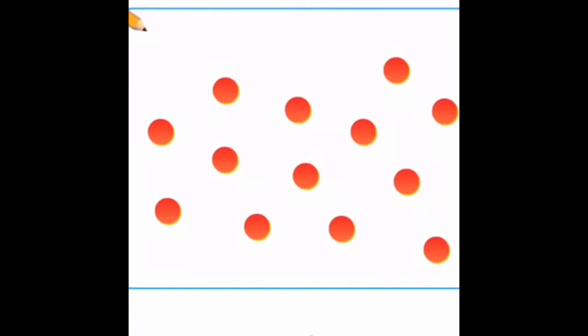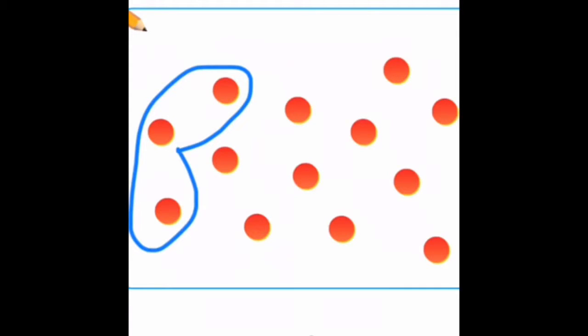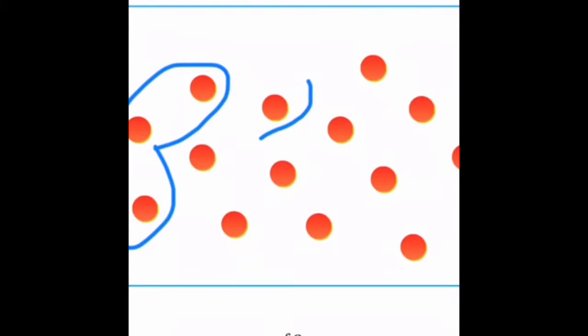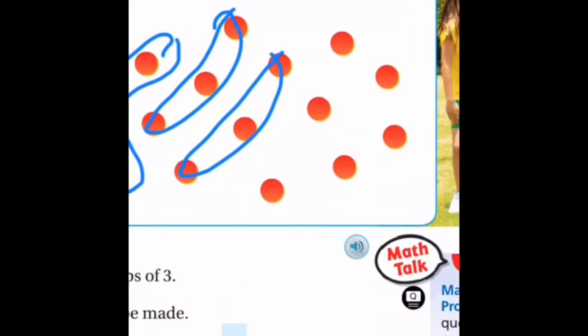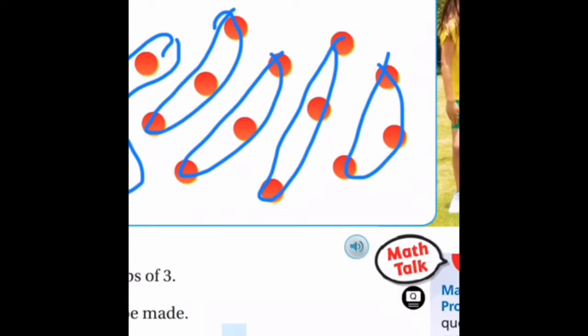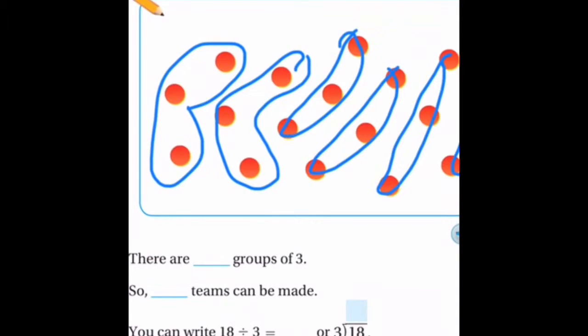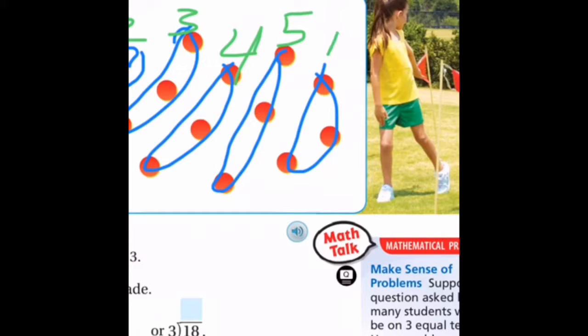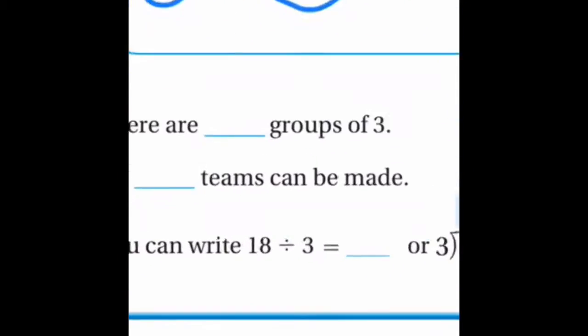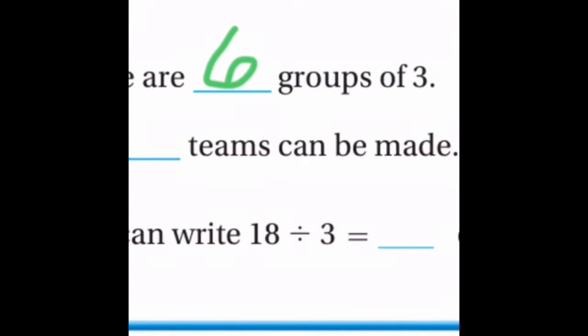So I'm just going to circle my groups of 3. There's one. Let's see, here's another one. Here's another one. And another one. Another one. And my final one. And then we just count them up. How many groups do I end up with? There's 1, 2, 3, 4, 5, 6. 6 groups of 3.